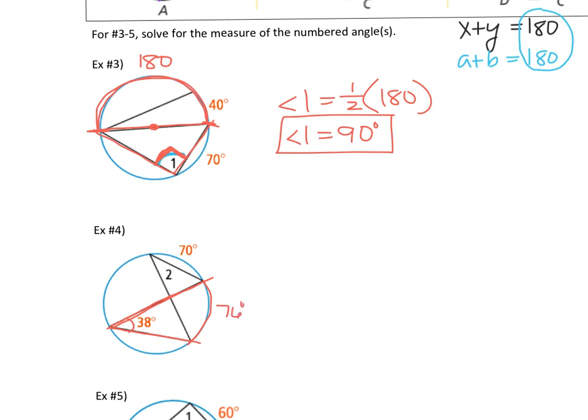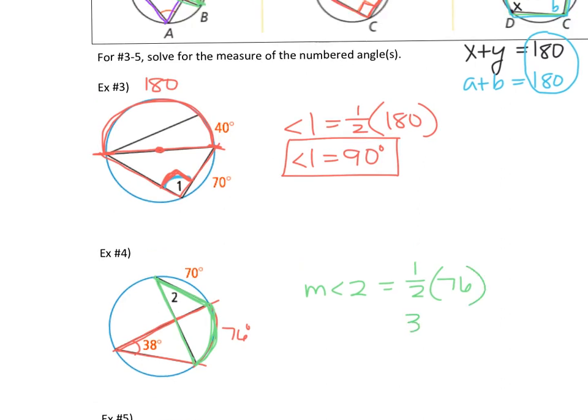We're looking for this angle. And where does that angle open up to? Well, it opens up to the same arc. So if my arc is 76, then my angle is half of 76, or 38.